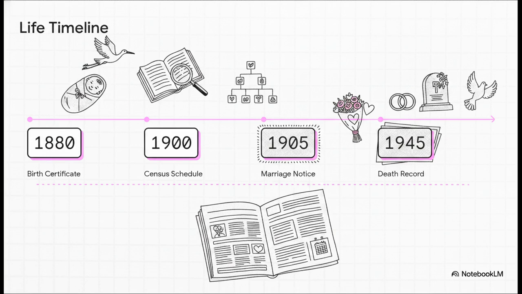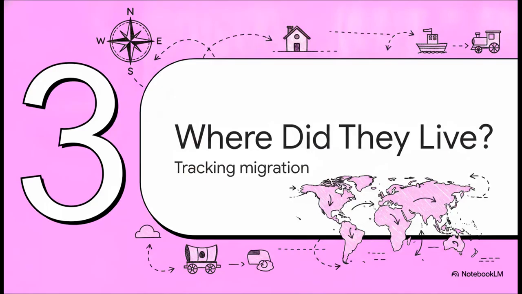And seriously, don't sleep on newspapers. Obituaries, birth notices, and even dry legal notices often give you dates and specific details that are completely missing from official state vital records. Which brings us to Section 3, where did they live? Tracking migration. Once we know who they are and when they lived, we've got to figure out their physical movements.